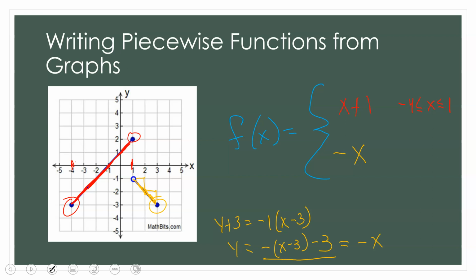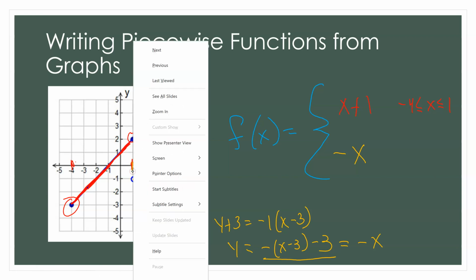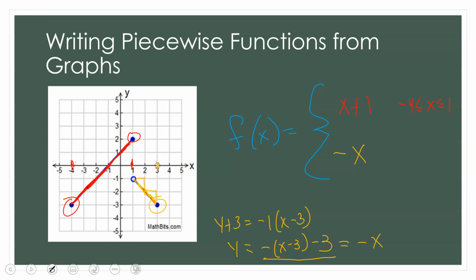But in this case, I don't want the whole thing. I only want this little chunk from x equals 1 to x equals 3. So I need 1 is less than x is less than or equal to 3. And again, hopefully you see pretty quickly why I did less than for the left bound and less than or equal to for the right bound. 3 is part of this line, right? When x is equal to 3, I do have a point there, but 1 is not. 1 is an open circle.